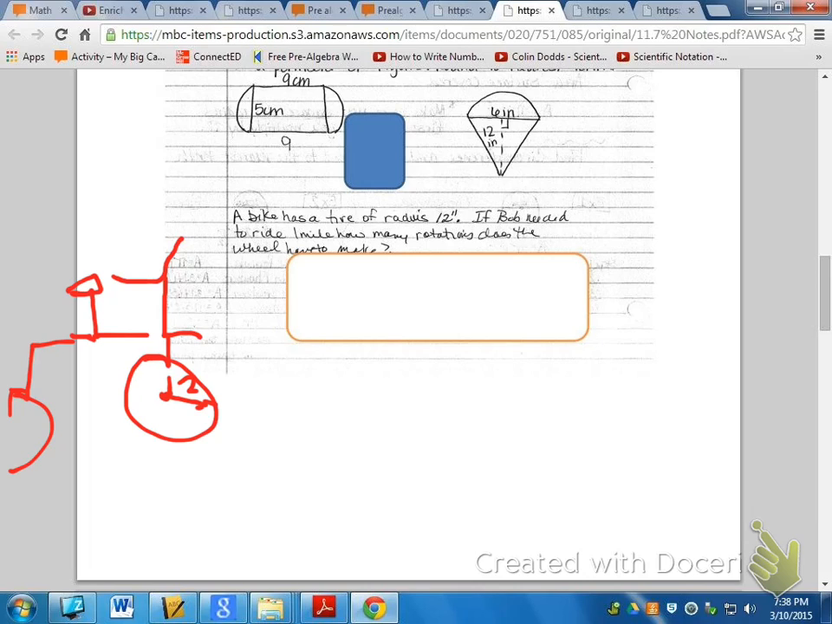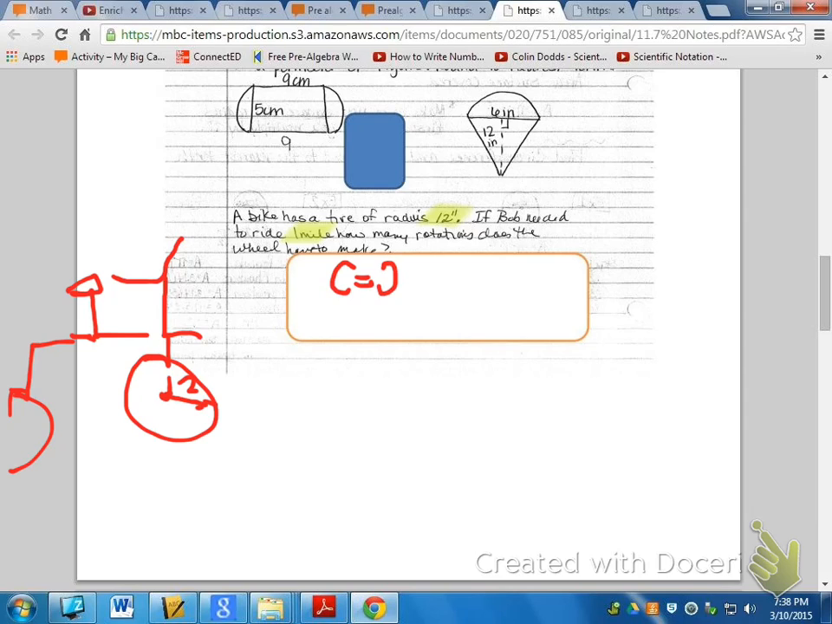It says if Bob needed to ride 1 mile, we better check that out. We better highlight some of this important stuff. If Bob needed to ride 1 mile, how many rotations does the wheel have to make? Wow, that's kind of a tough problem. I think what we're going to do first is find the circumference of the tire. So how far around does one rotation make?